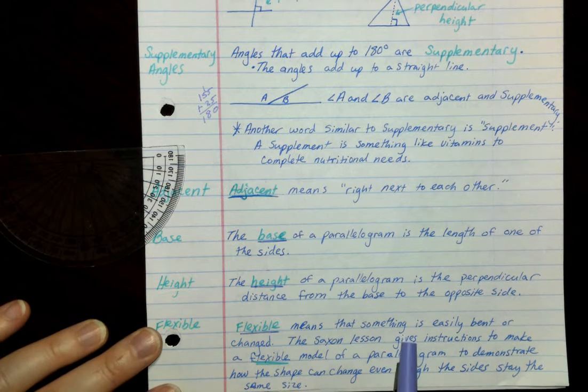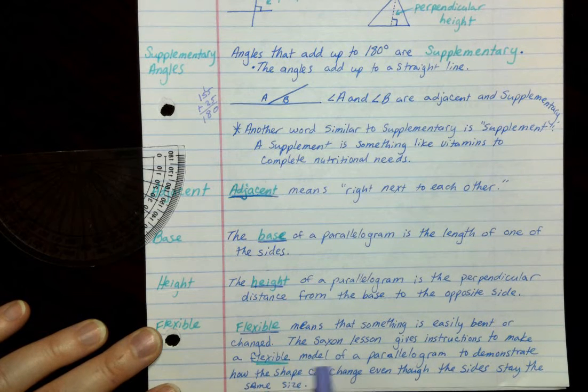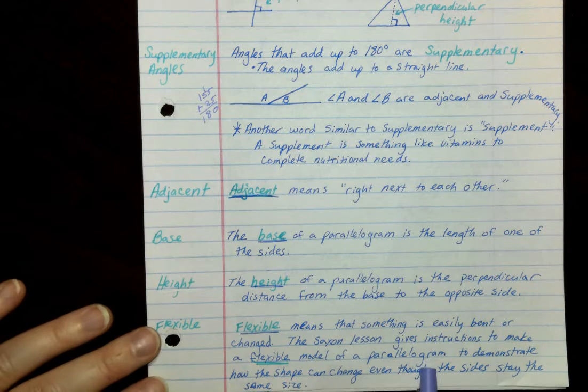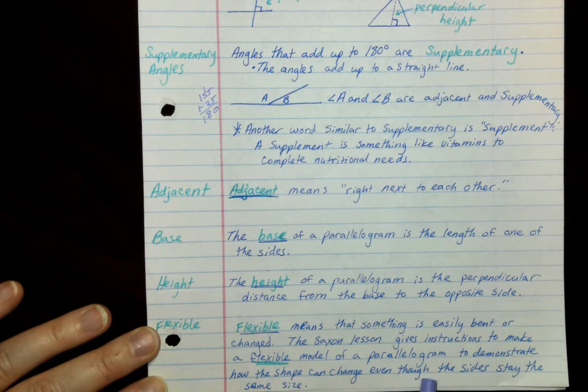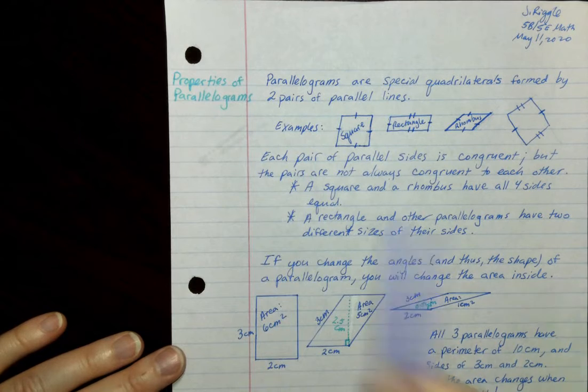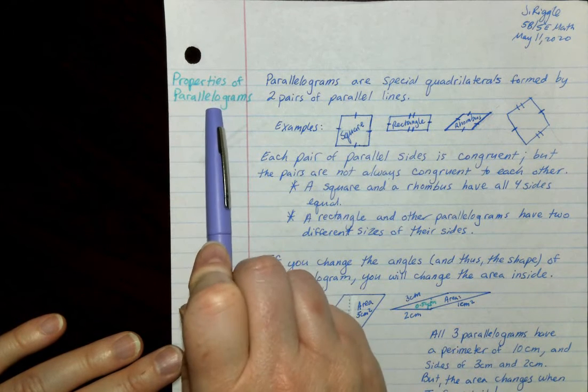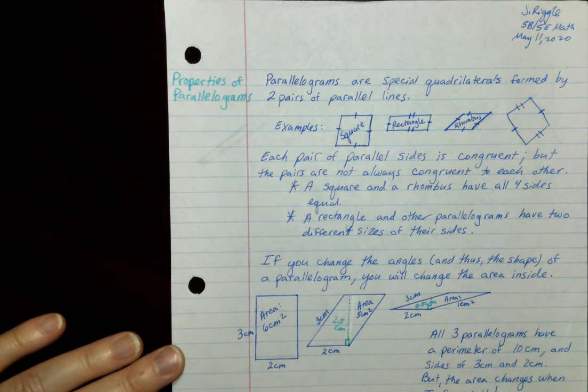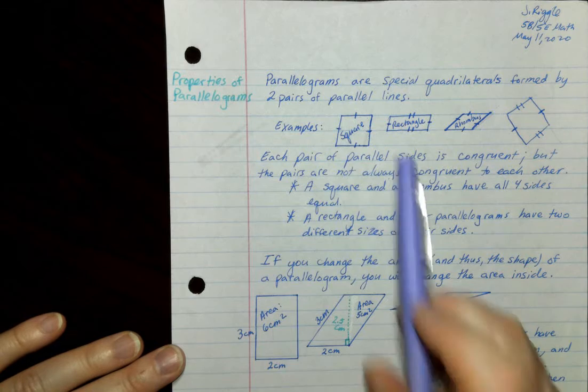The Saxon lesson gives instructions to make a flexible model of a parallelogram to demonstrate how the shape can change even though the sides stay the same size. Okay, so what are the properties of a parallelogram? How do I know I have a parallelogram in front of me?